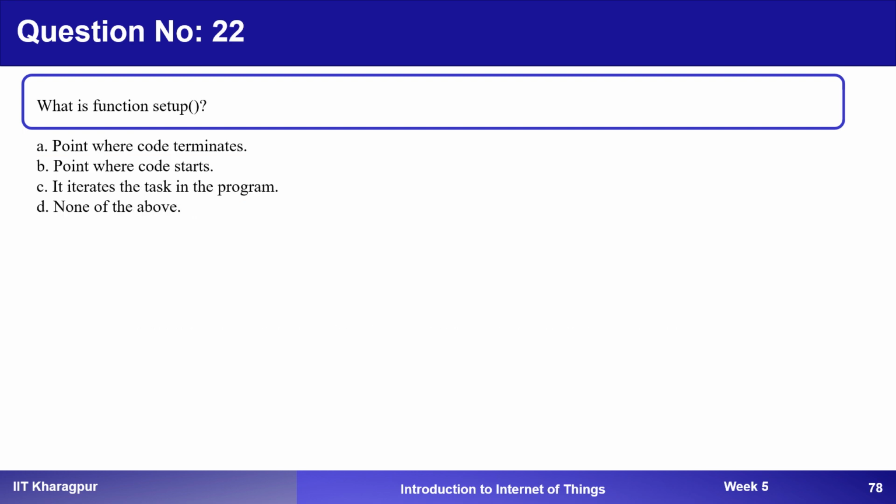Next question is, what is the function setup? Point where code terminates, point where code starts. It iterates the task in the program. None of these. So what is function setup? So the correct option for this is the point where code starts.